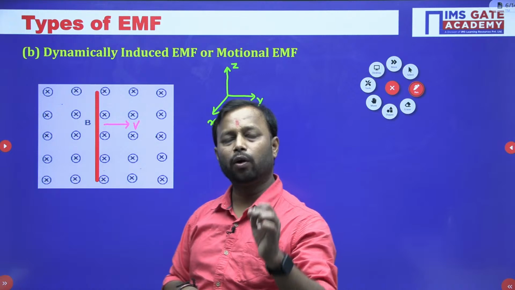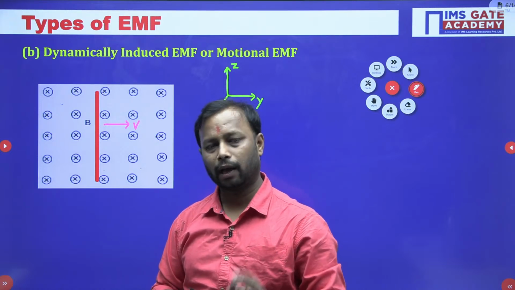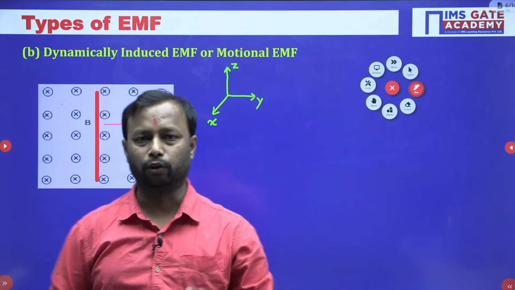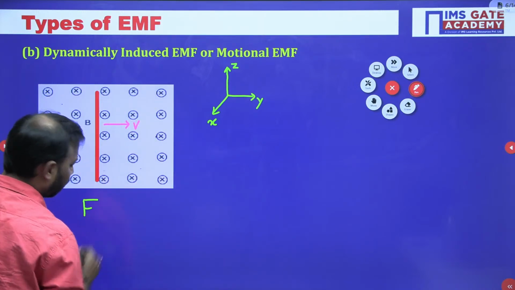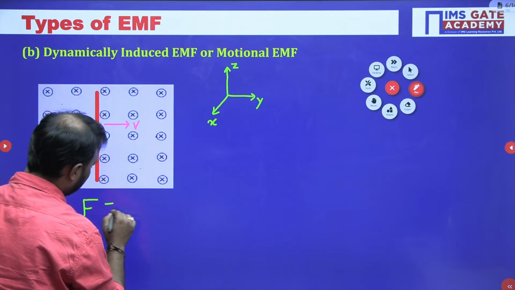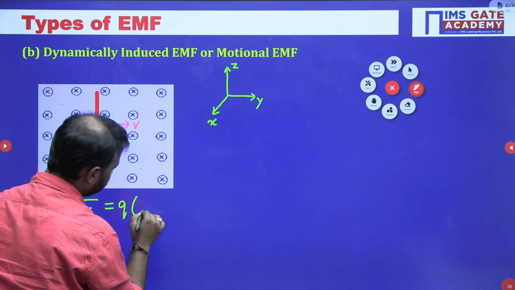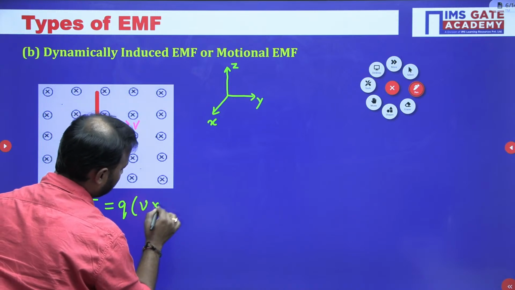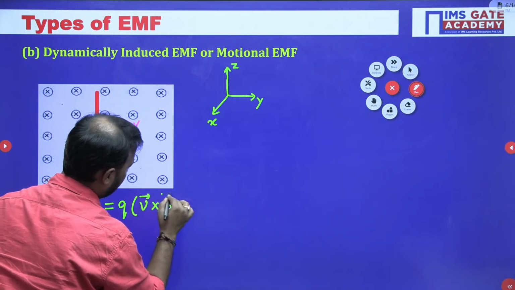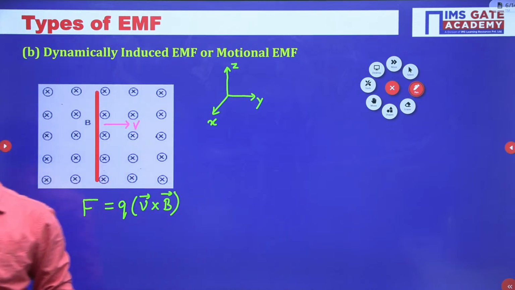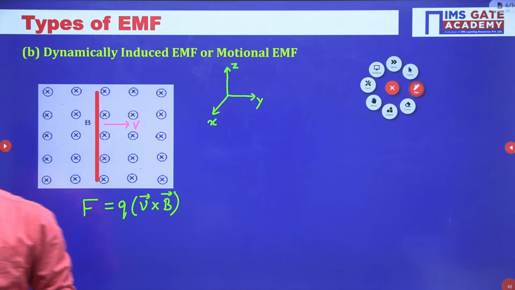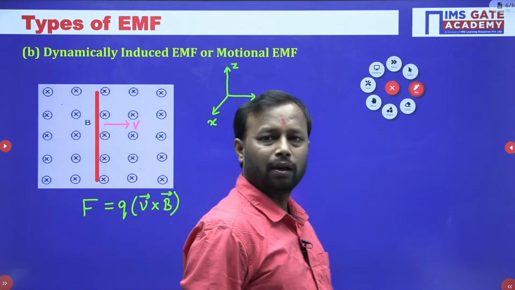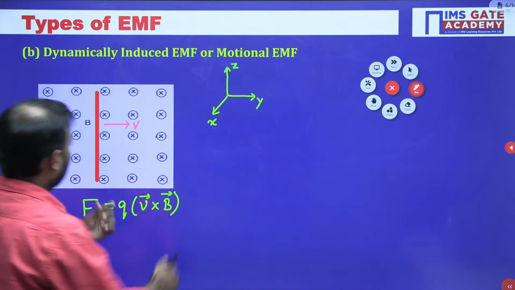Now we know from the Lorentz force equation that whenever a conductor is moving in a magnetic field, it is going to experience a force. Am I clear? It is going to experience a force. So what is the equation of this force? According to the Lorentz law, it will be F equal to Q, V that is velocity, cross B. Any doubt? Clear?